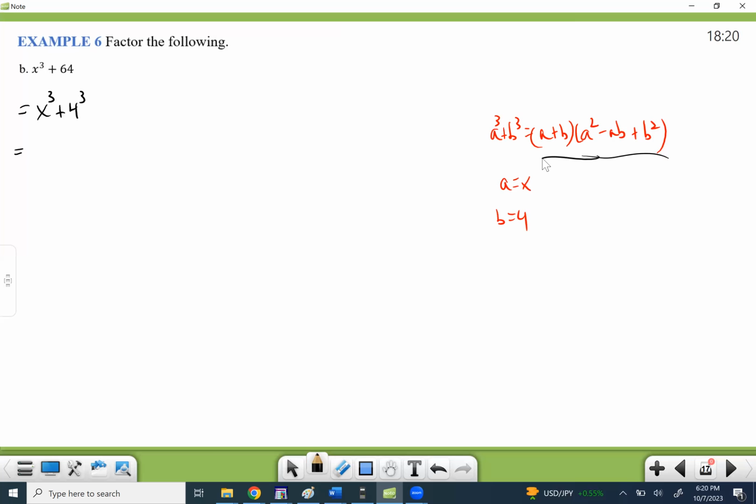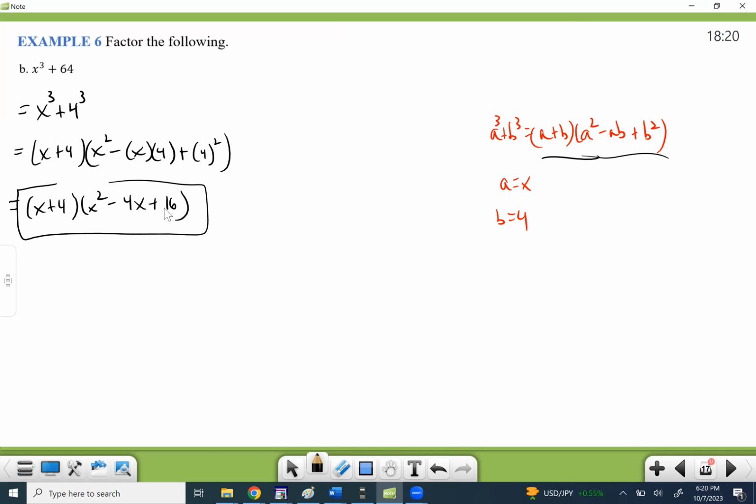All right, so we're going to go ahead and substitute these into the right-hand side of the formula, this side. So A plus B will become X plus 4. Then we have A squared, which would be X squared. And then A times B, and then plus B squared, so plus 4 squared. Okay, so this is going to become X squared minus 4X, and 4 times 4 is 16. All right.